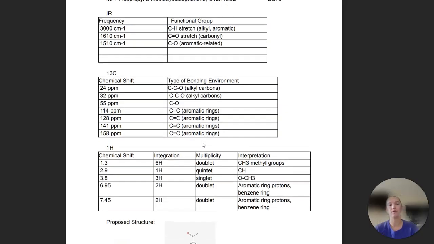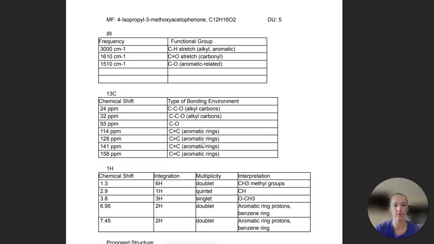we can see here peaks seen at 3000, 1610, and 1510, likely pointing to a CH stretch, so a single bond between a carbon and a hydrogen, a double bond between a carbon and an oxygen, and then a single bond between a carbon and an oxygen. The second being a carbonyl, and the third being likely aromatic related, so an aromatic ring. And again, that is corresponding to this first graph.